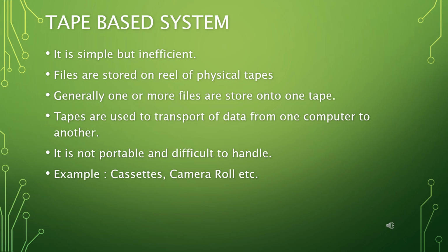What is tape based system? Tape based systems are simple but inefficient. You must have seen the camera rolls of Kodak or movie reels which were distributed in the past. That is tape based system. In this system, files are stored onto reels of physical tapes. Generally, one or more files are stored onto one tape.